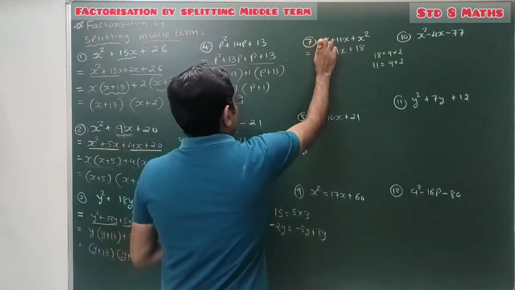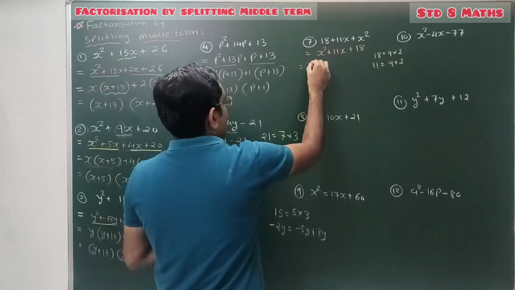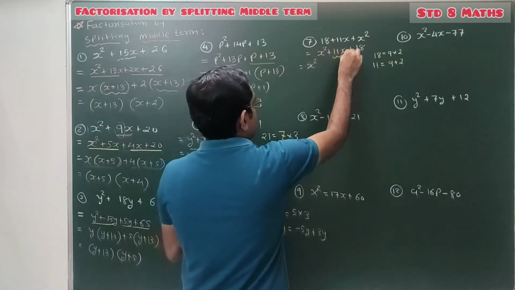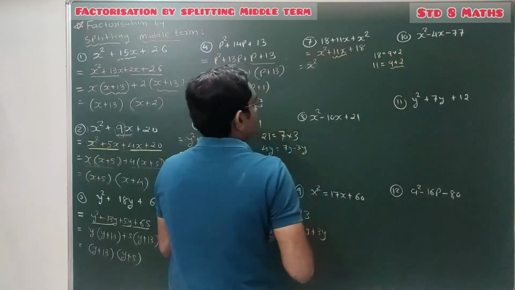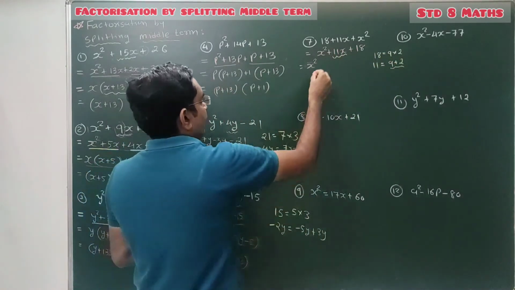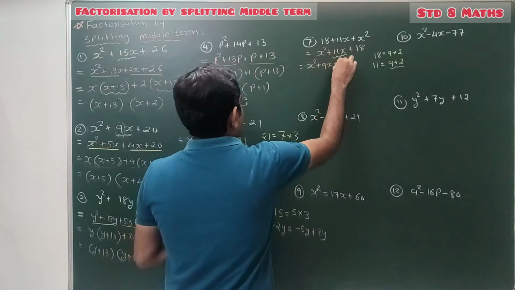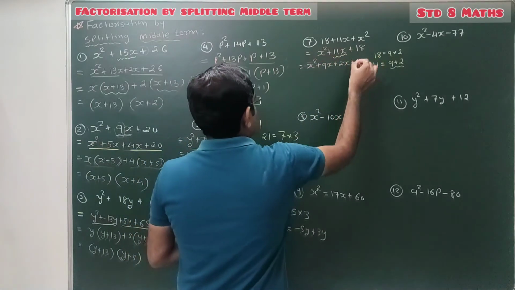Done. So here this one is x square. Splitting this 11x को कन्वर्ट करेंगे 9x plus 2x में. So x square plus 9x plus 2x plus 18.